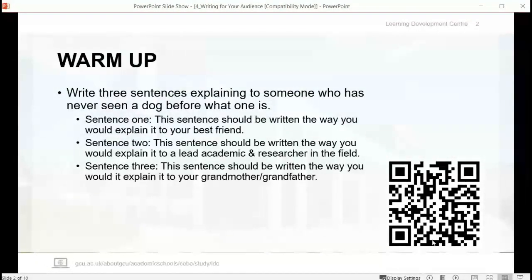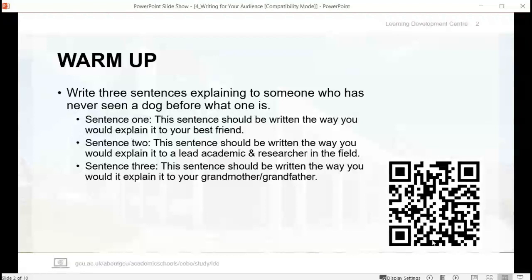So in sentence 1, you'd be talking to your best friend. So how would you explain dog to your best friend? Sentence 2 is being addressed to an academic researcher who is a lead in their field, someone you want to impress. And sentence number 3 is your grandfather or your grandmother, okay? So if you go through this, there's room on the Padlet for you to add your sentences.